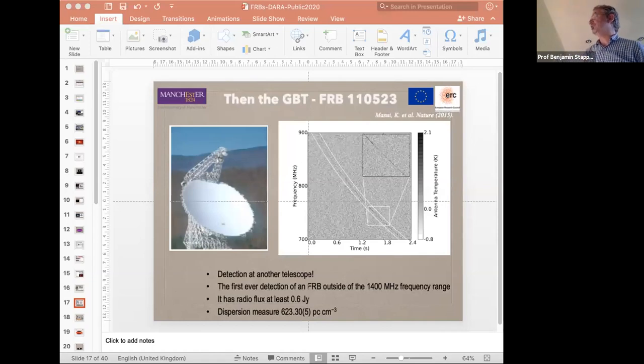Just in case people don't know what Faraday rotation is, let me quickly explain it. As well as the free electrons in the medium between us and the source affecting the radio waves, the polarized radio waves are affected by the presence of the free electrons and the parallel magnetic field. And what it does is it causes a rotation of the plane of polarization as a function of wavelength. And so you can measure this, it's called the Faraday rotation, and it tells you something about the magnetic field along the line of sight.